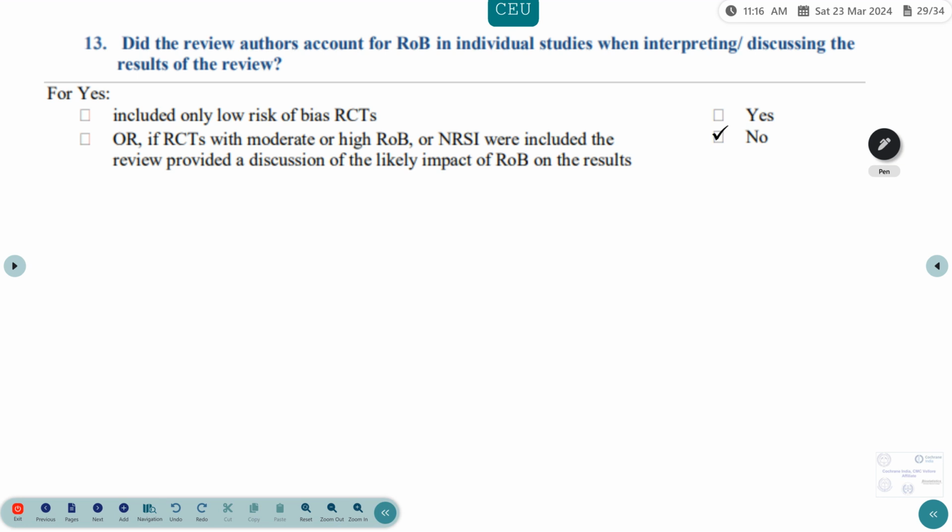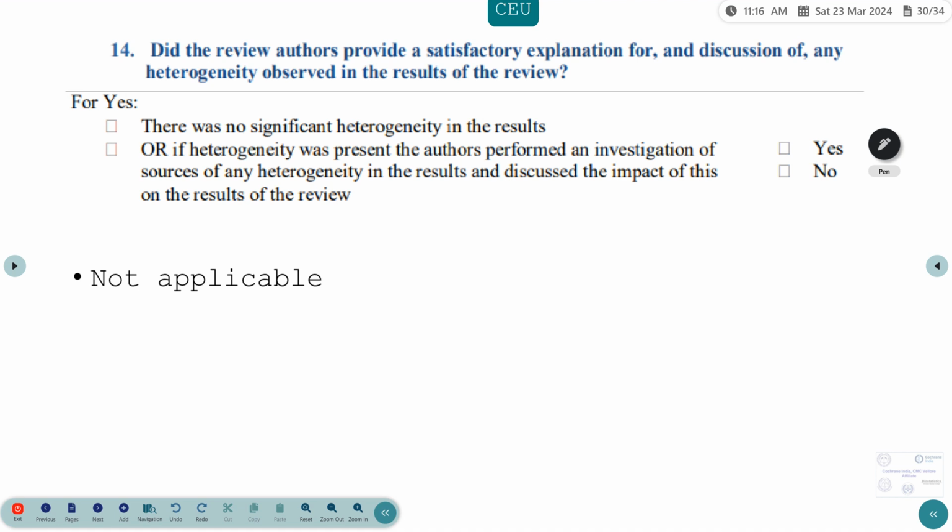Did the review authors provide a satisfactory explanation for and discussion of any heterogeneity observed in the results of the review? So heterogeneity is applicable only when we pool the results of the data and to see how heterogeneous our results are. Here, because they took the individual data, it is not applicable.